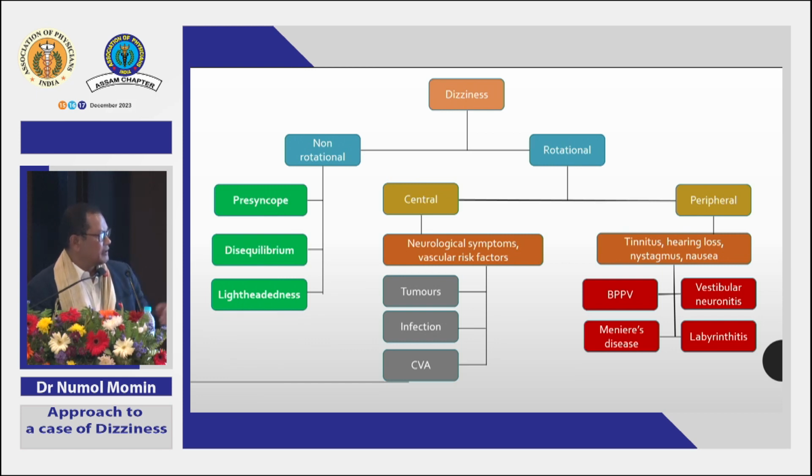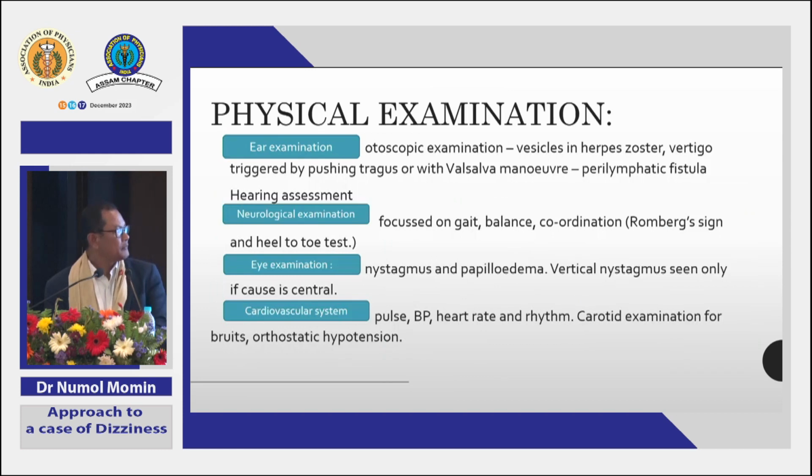Again, Meniere disease, labyrinthitis, vestibular neuritis, and benign paroxysmal positional vertigo. Then physical examination, you have to be very careful while examining the ear. So any ear discharge or any vesicle, particularly in herpes zoster infection, that viral infection also causes vestibular neuritis because of the autoimmune origin. So we have to examine the external ear very properly.